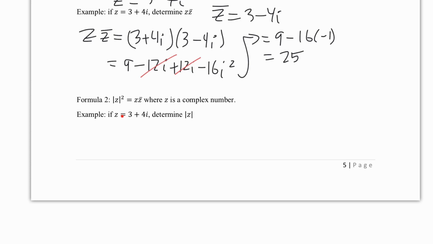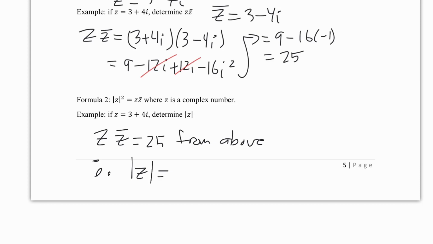So if z is equal to 3 plus 4i, we could find the modulus like this. z z bar is equal to 25 from above. So therefore, the modulus of z is going to be equal to the square root of z z bar, which is the square root of 25, which is 5. Now, you might like the first formula better, and that's fine. There's no preference here, but it's just a neat example that whenever you multiply a complex number by its conjugate, you get the square of its magnitude, or the square of its length.